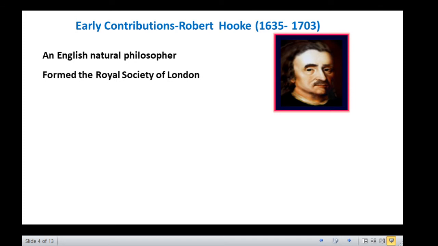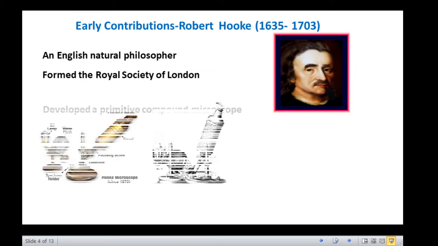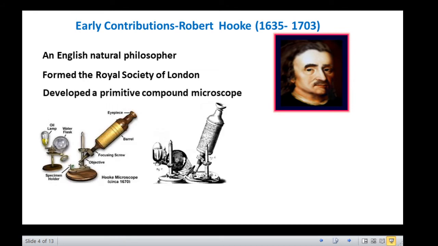of scientific work. As a curator of this society, he developed a primitive microscope with a monocular eyepiece, a wooden tube or barrel, a stage to hold a specimen, and a glass globe full of water to concentrate light onto it. These microscopes gave a 25 times magnification.